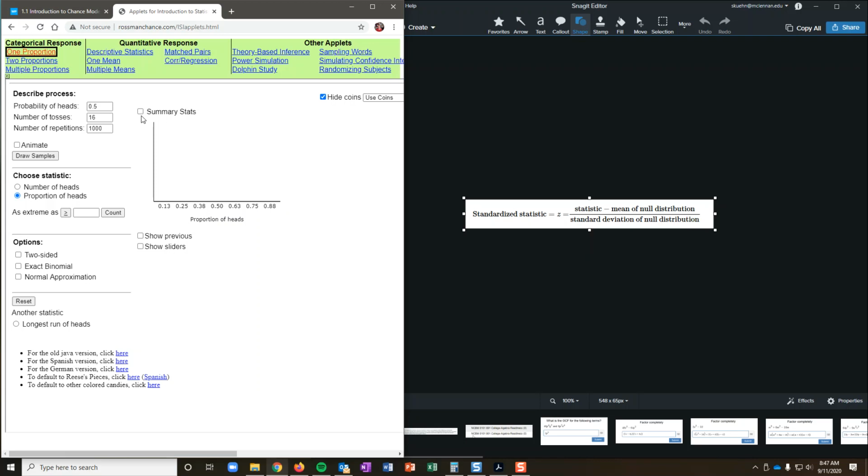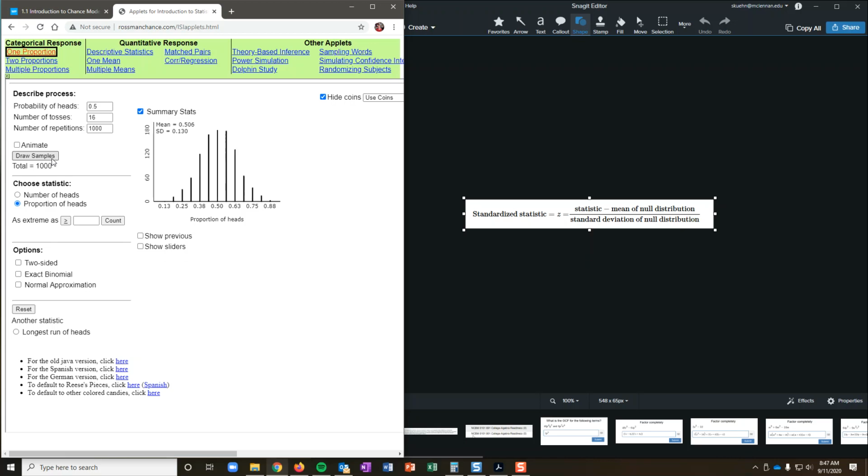So I am interested in finding the standard deviation for this formula, and I'm going to find that by checking this summary stats option here. Now let's draw the samples of 1,000 different repetitions, and you'll see the standard dot plot that we've been getting over here, with the mean of our null distribution being in the center.